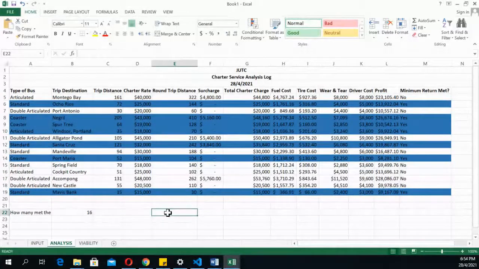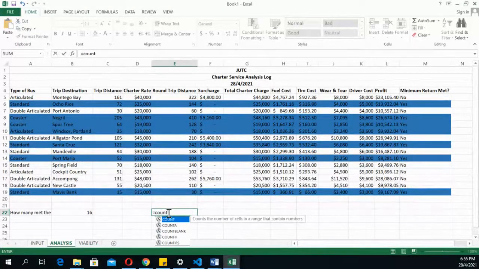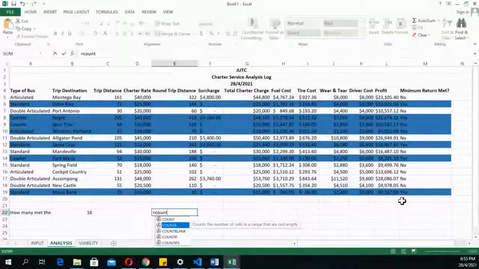So when you said count A, what is a count A, sir? I've never heard of it. Is it similar to count B? Let's just look at it. Counts the number of cells in a range that are not empty. So that's all. And the same as count?